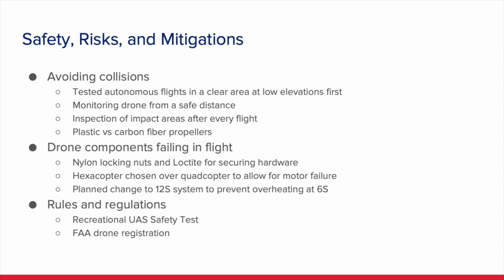In terms of drone components falling during flights, one way we went about reducing this was using nylon lock nuts and lock teeth to secure the hardware. As we talked about before, we chose the hexacopter design over the quadcopter design so that we have some redundancy in case a motor or propeller fails. And as previously mentioned, we planned to change over from 6S to 12S in order to prevent overheating of our electrical systems. Lastly, we had several of our team members take the recreational UAS safety test, and we have also registered our drone with the FAA.